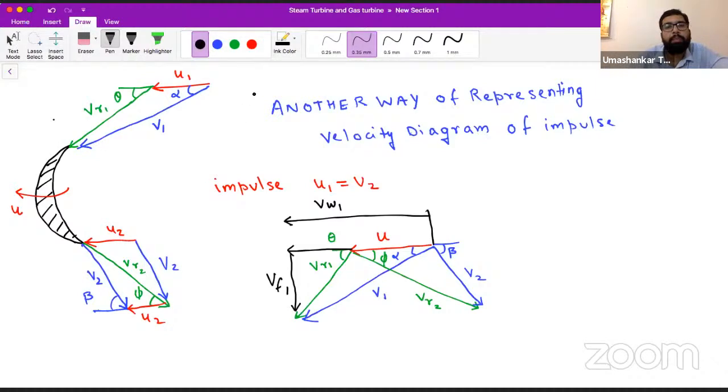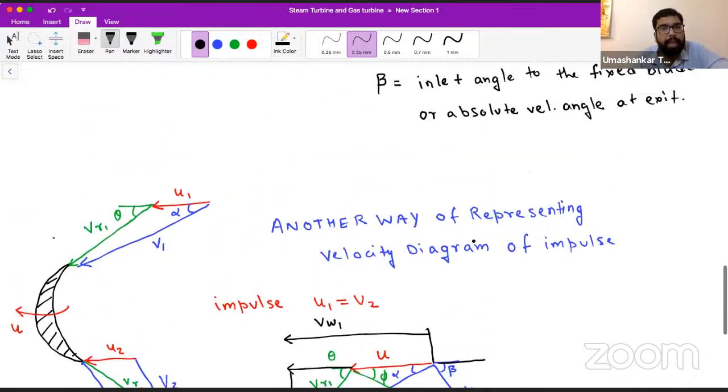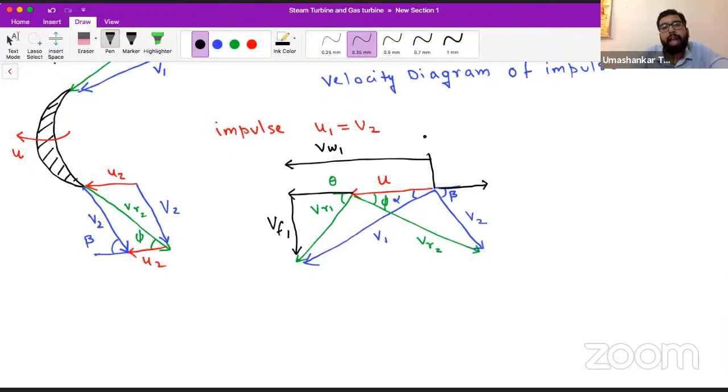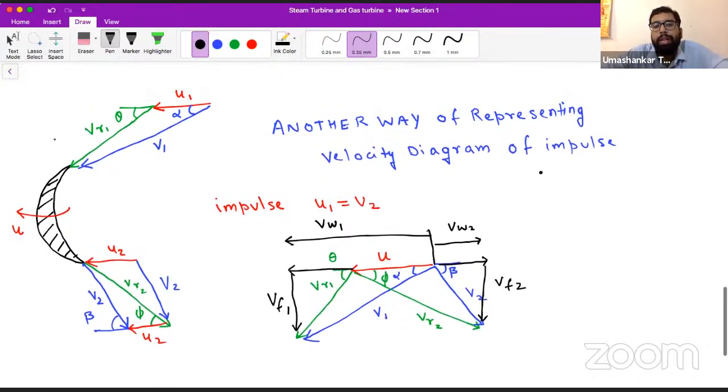Yes or no? Similarly, if I go and take the component of V2 in X direction, as we are seeing here, component of V2 in X direction, we will have this VW2, and component of V2 in Y direction, we can have it over as VF2. So this can be another way of solving or representing the velocity triangle of impulse turbine. So is that easy or not?